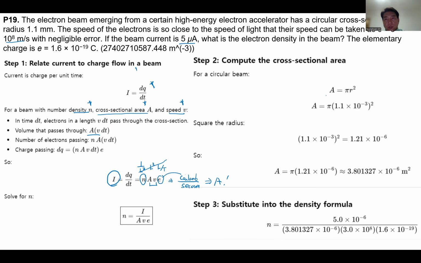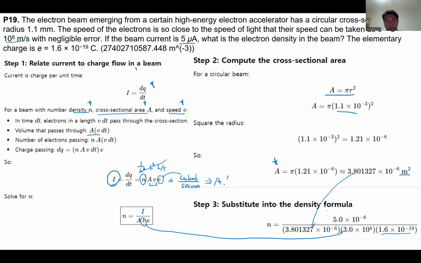So the cross-sectional area A is given in terms of meter square. And then the velocity is also given, which is the light velocity. So B is this one, A is this one. And we know what the charges are.